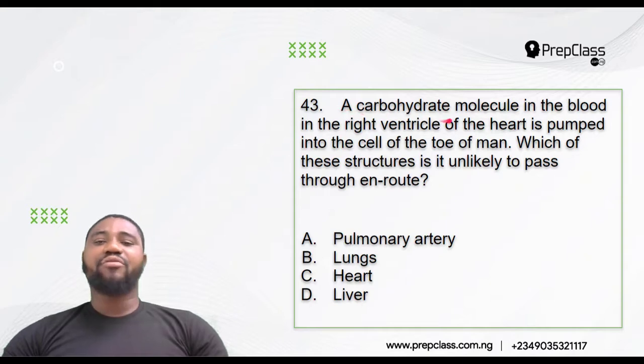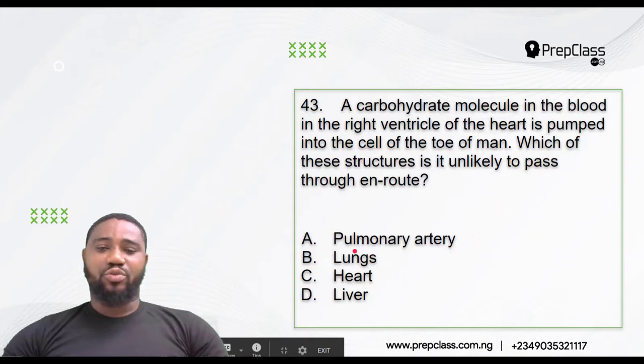43. A carbohydrate molecule in the blood in the right ventricle of the heart is pumped into the cell of the toe of man. Which of these structures is it unlikely to pass through en route? A carbohydrate molecule in the blood of the right ventricle of the heart. I don't care what molecule it is. What we care about is where the blood is. They say that the blood is in the right ventricle of the heart. So from the right ventricle of the heart, it is pumped. And they're asking us in which of these structures will the blood not go through.